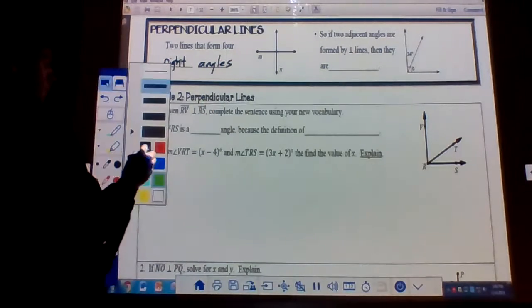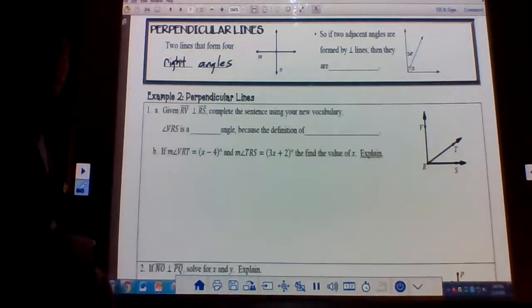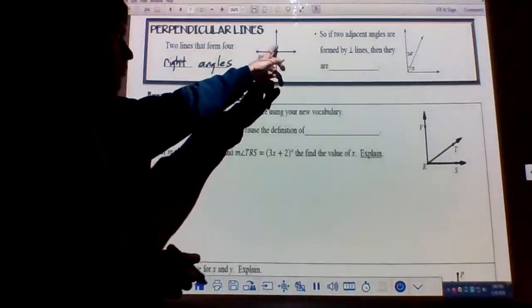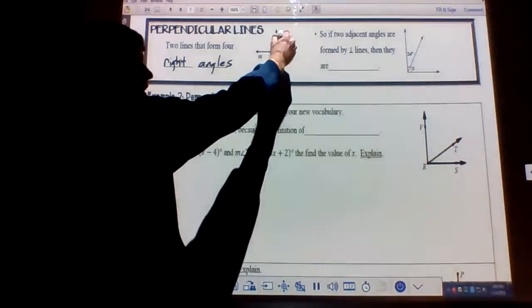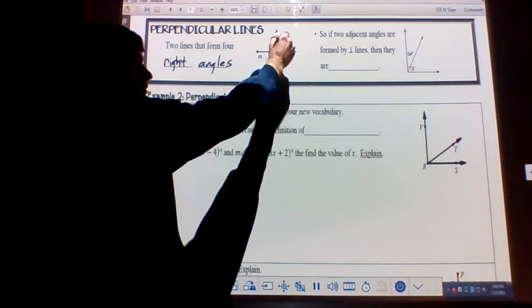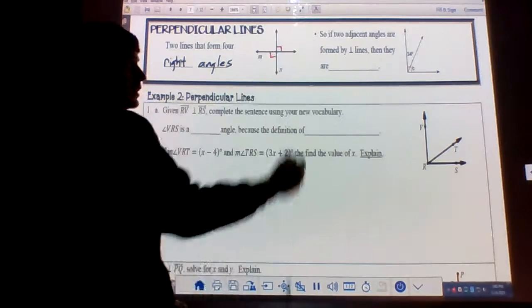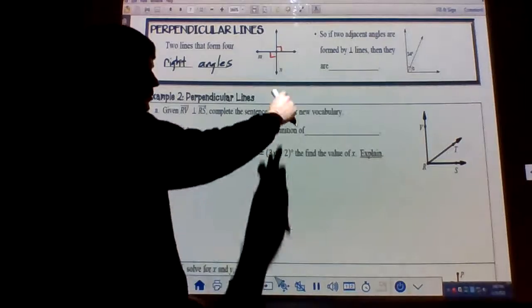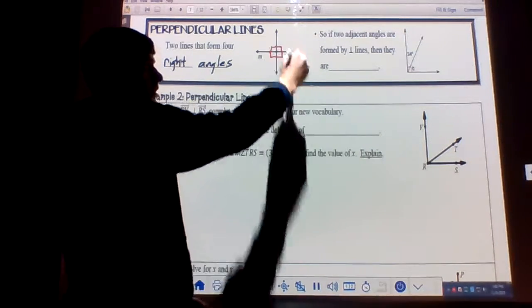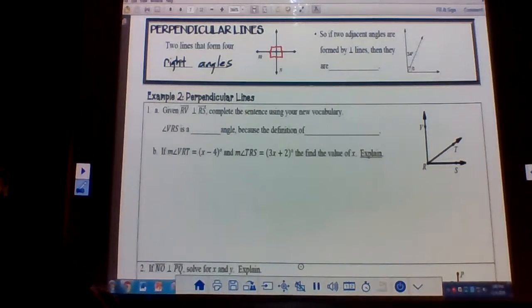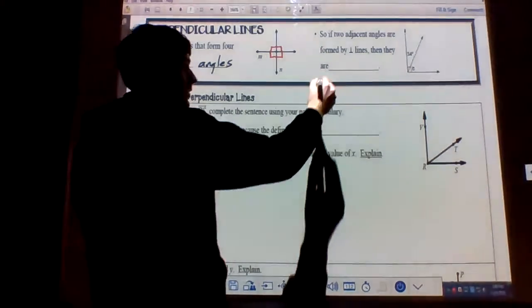So again, we define perpendicular lines as two lines that when they intersect, they're going to form a right angle. If they form one right angle, though, they're going to end up forming four right angles. Because if you have one right angle, we know that vertical angles are congruent. So this is a right angle. We also know that these would be a linear pair. So 180 minus 90 is going to be 90. So that's a right angle. And then that's a right angle.